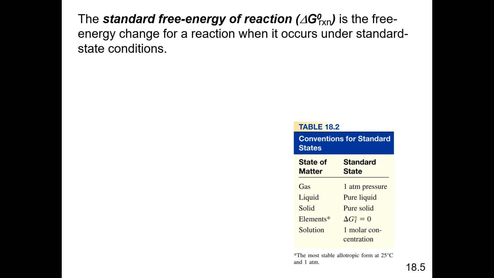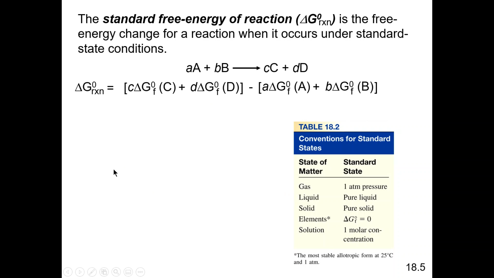Now, the standard free energy is the free energy for a reaction when it occurs under standard conditions. We talked about the standard conditions already: pressure being 1 atmosphere, temperature being 25 degrees Celsius. We can calculate the Gibbs free energy for a reaction because if you're given the standard free energy of the individual substances, it's the same products minus reactants arrangement, just as we had with entropy and enthalpy. The same thing applies for delta G.